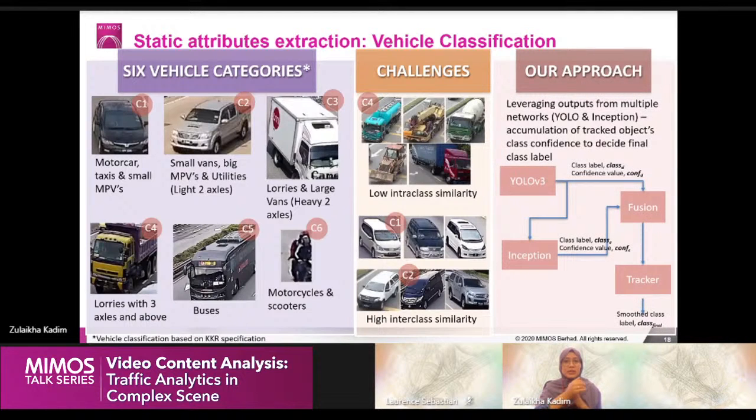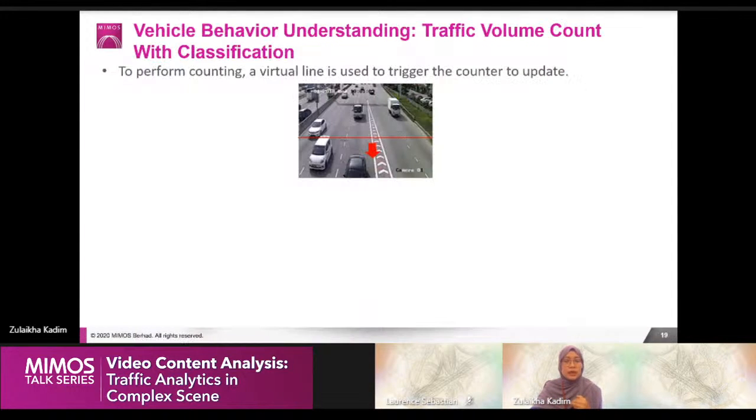So in our approach, we are leveraging output from multiple networks. We have trained our own network, which is Inception. We also use the output from YOLO V3, and we do some fusion with these, and we also do some smoothing with the tracker itself before we come up with the final label.